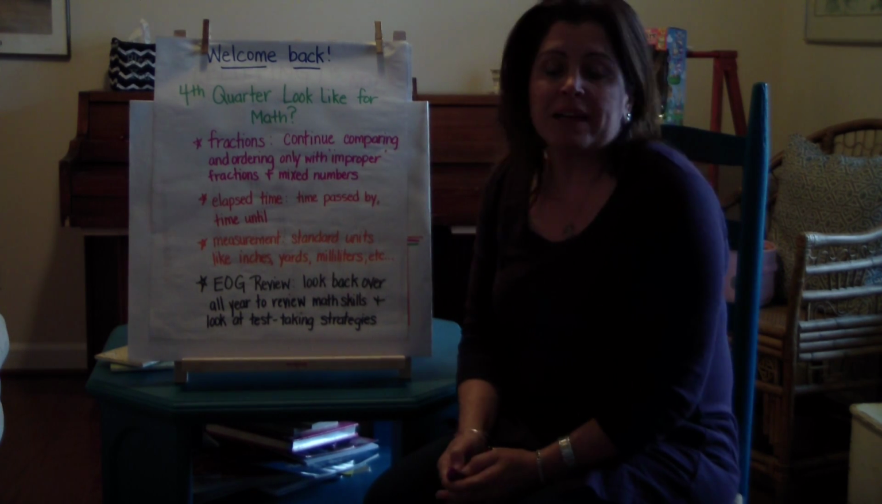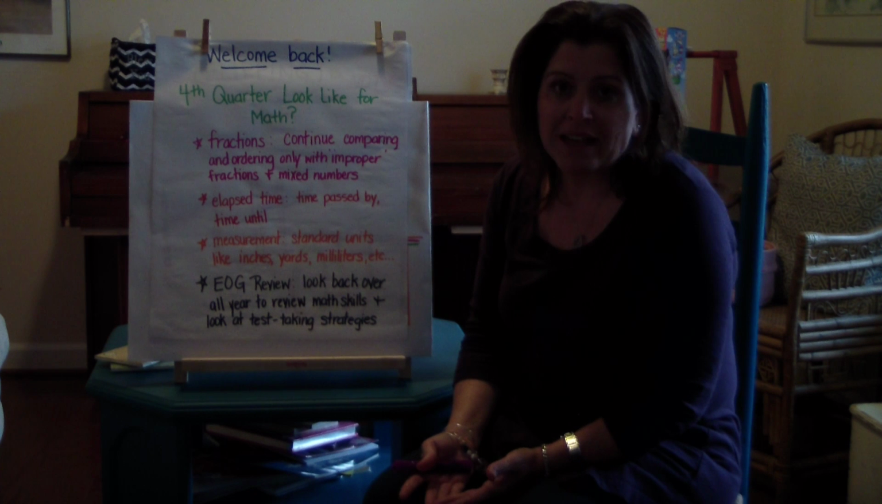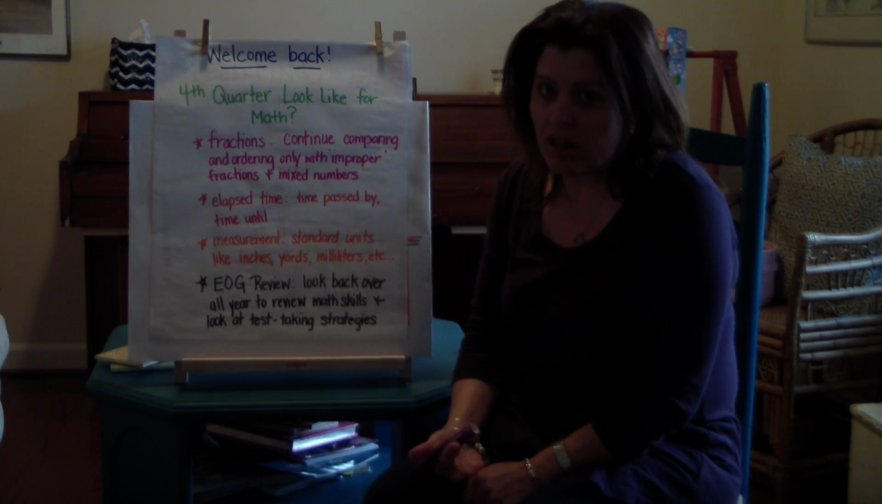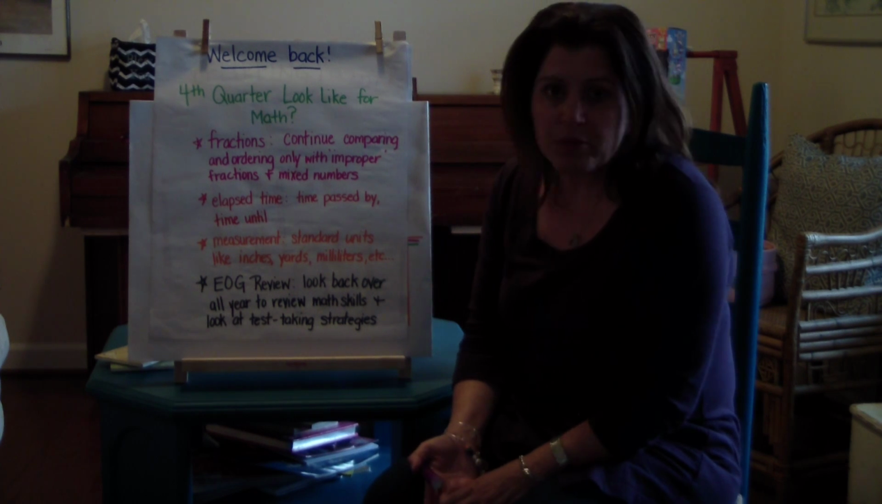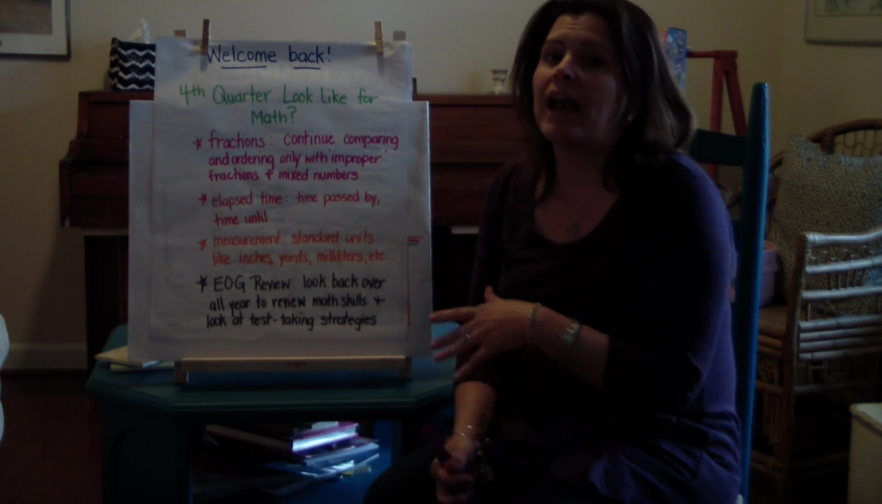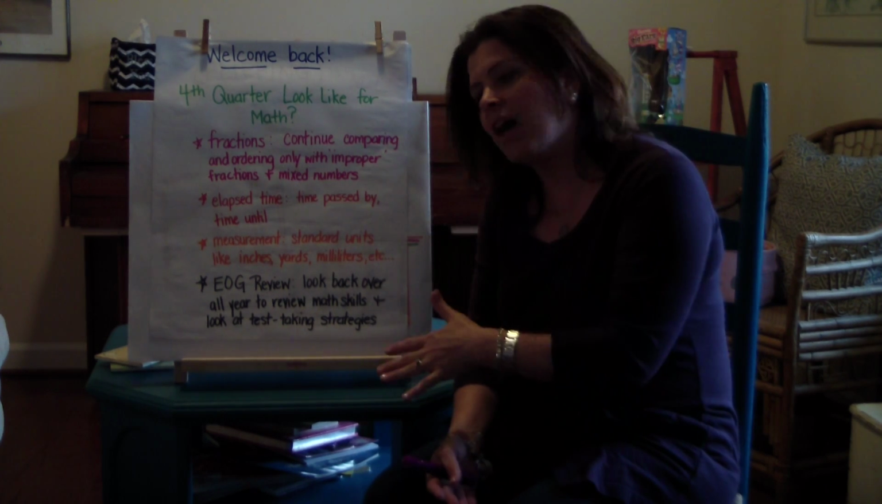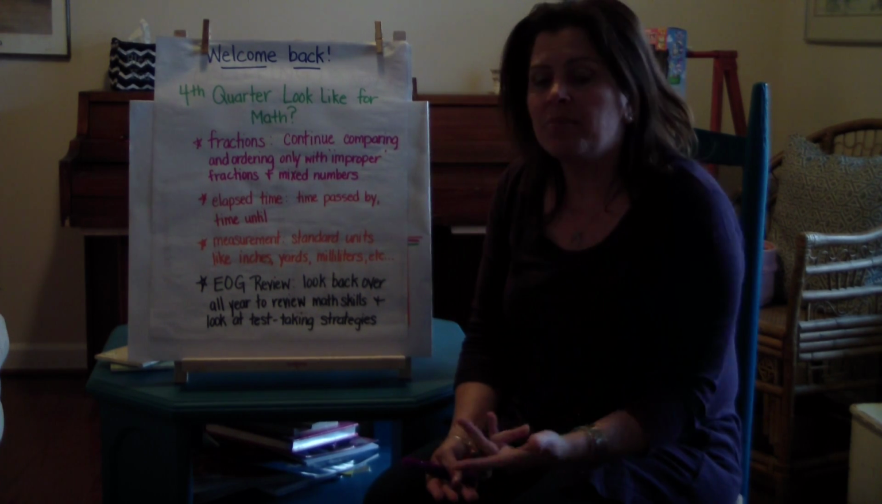Elapsed time is basically how time passes. You know how to tell time on a digital clock. You've used analog clocks. You can tell time to the hour. You can tell time to the minute. Now we're going to talk about how that time elapses. How much time has passed by? How much time is coming up? How much time until something is going to happen.